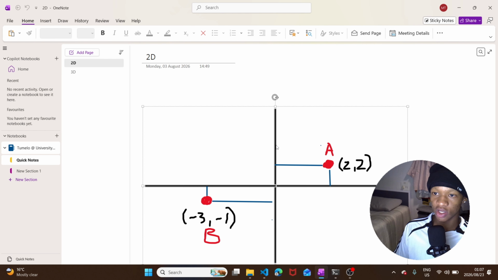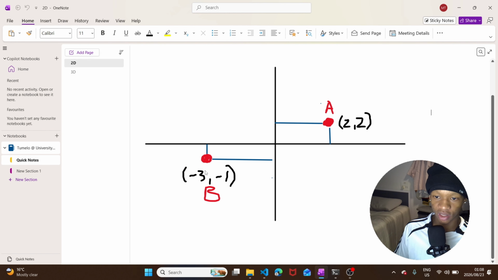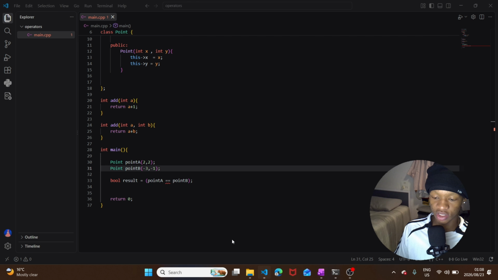So this is a simple 2D plane. Don't worry, this is not a math class, but I just want us to have an idea of what we are talking about. This is a 2D plane, and we have 2 points, one located at 2 and 2, and the other one located at -3 and -1. What we want to do is compare these 2 points.